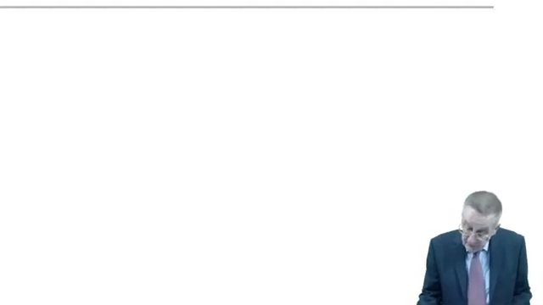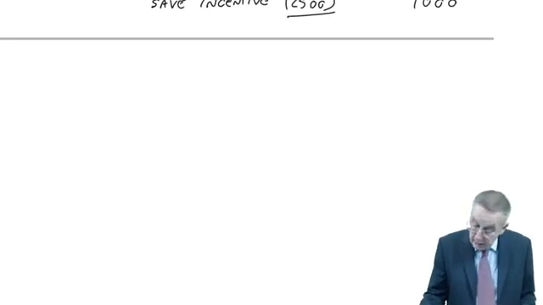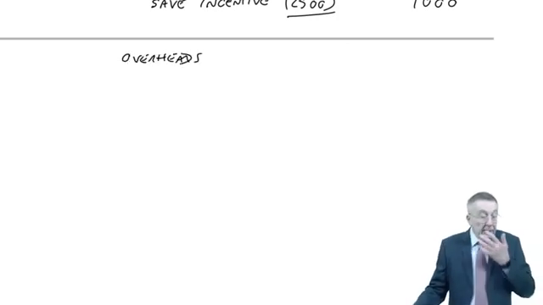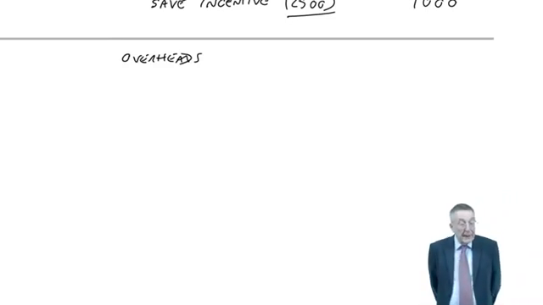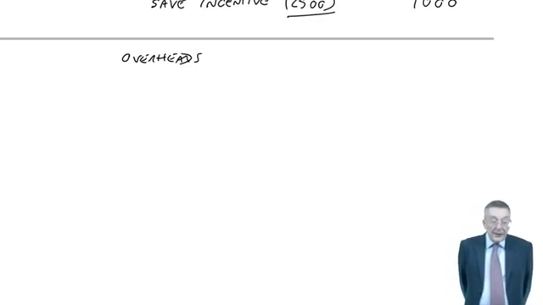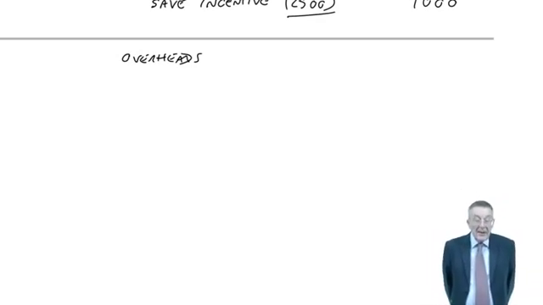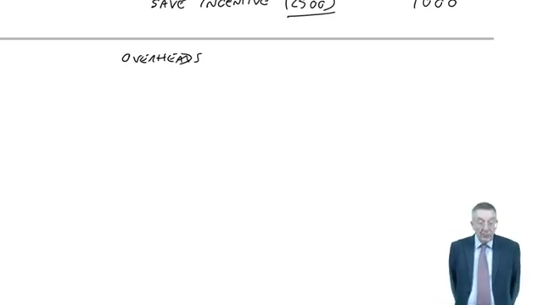Good. What about the next one? What is the next one? Overheads. Again, on the schedule, there's a figure there of 4,000, but let's read the note. General overheads comprise an apportionment of 3,000 plus an estimate of 1,000 incremental.